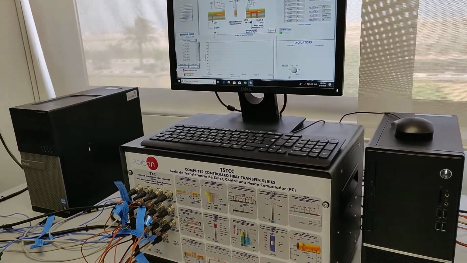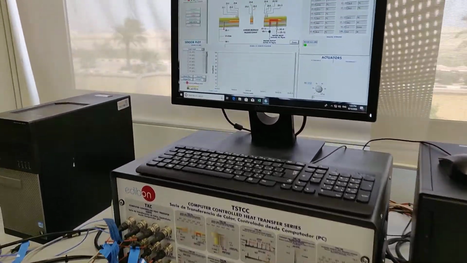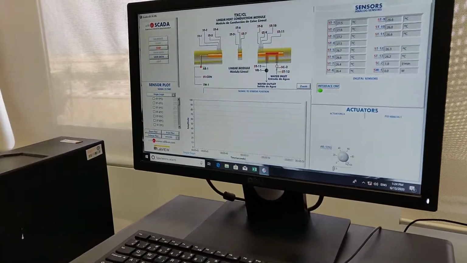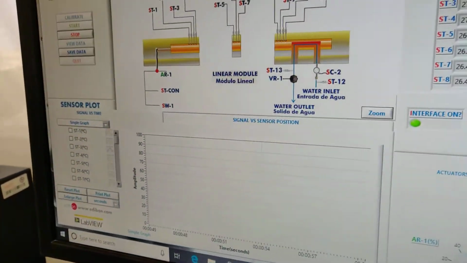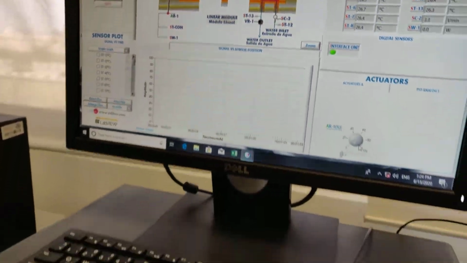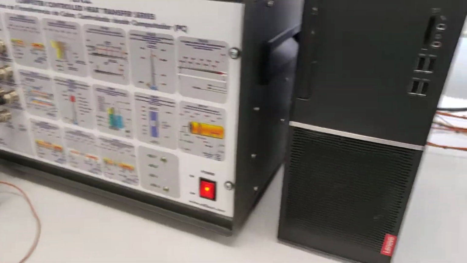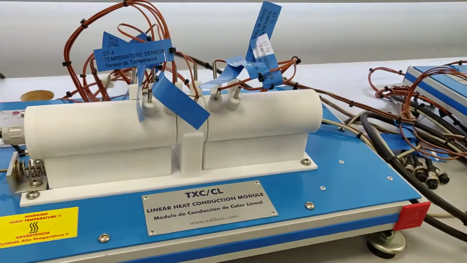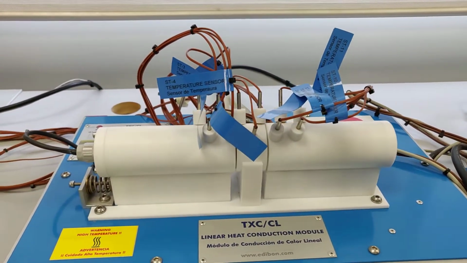Alright, so this experiment is about conduction heat transfer. Here this is the computer interface. But first let us go to the hardware. Okay, and here you have the hardware for the linear conduction module.